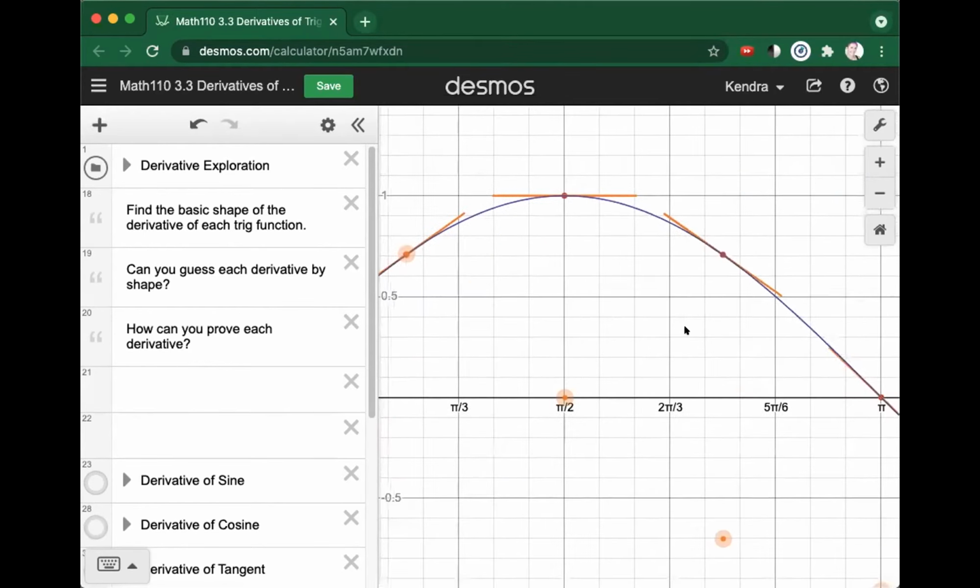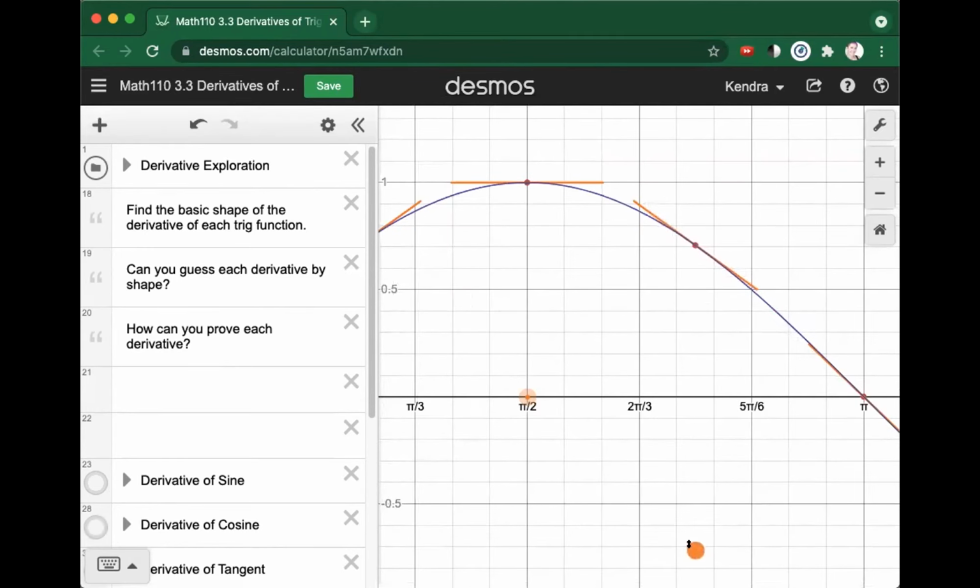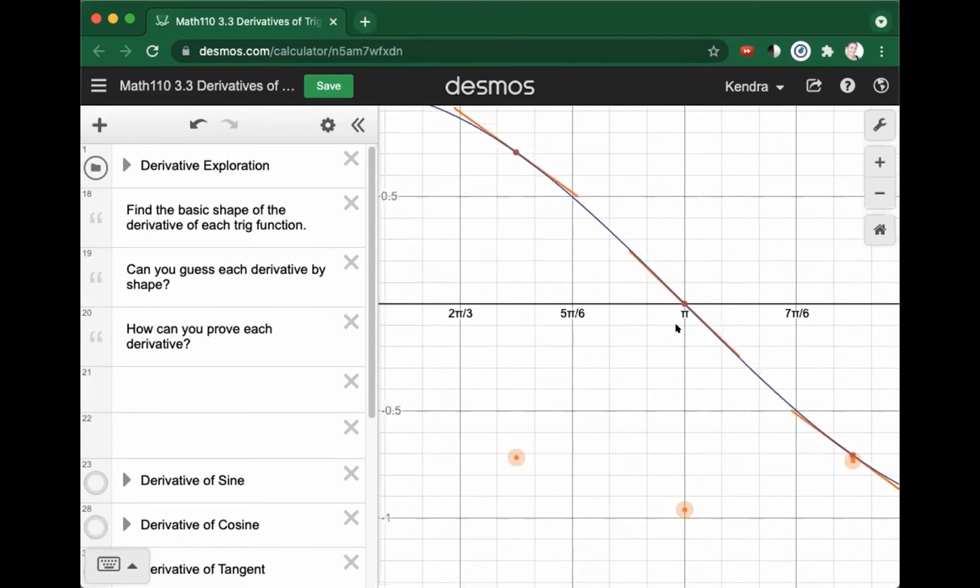Okay. And I can zoom in on each of these points a little bit. That 0 looks right.